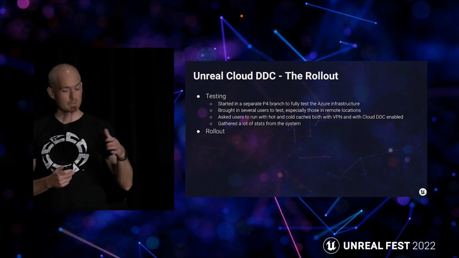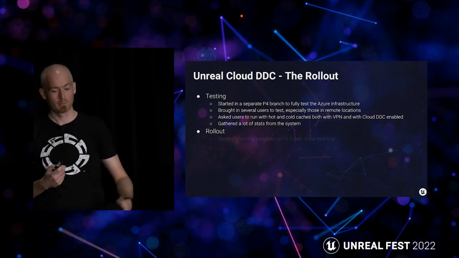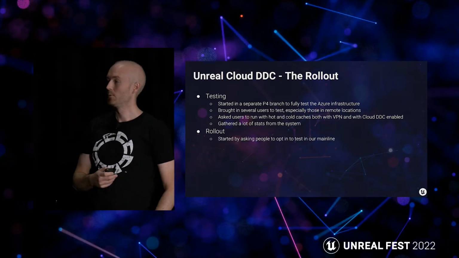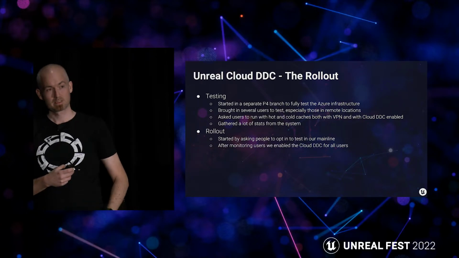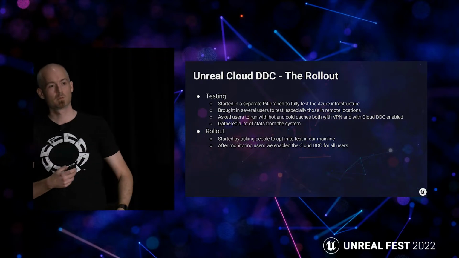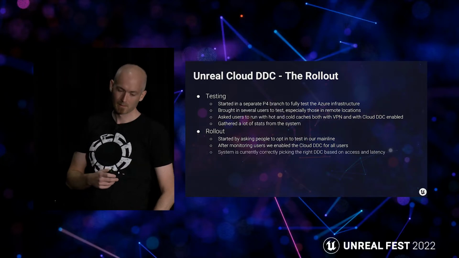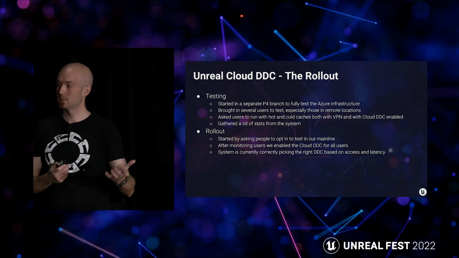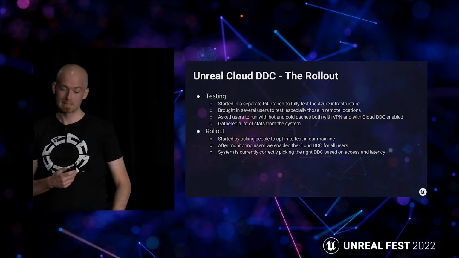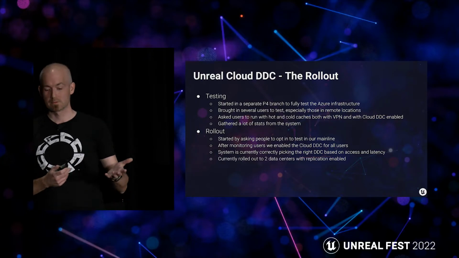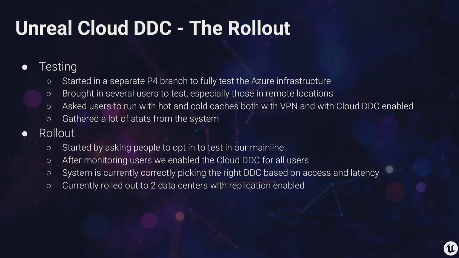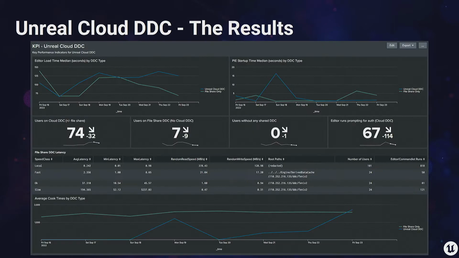And then once we gathered all those stats and we were happy with what we were seeing, we went through the rollout phase, where we basically applied this as an opt-in test in our mainline branch. We then monitored users as they enabled it, just again to see that everything was working and no one was experiencing any problems. Based on what we're seeing, the system is definitely picking the right DDC based on access and latency, which is great. And we've currently rolled this out to 2 data centers with replication enabled, so all that infrastructure is set up and running like Grace showed earlier.